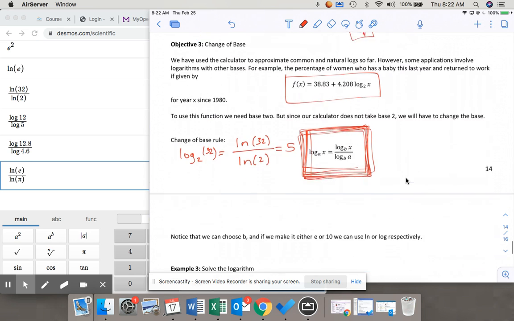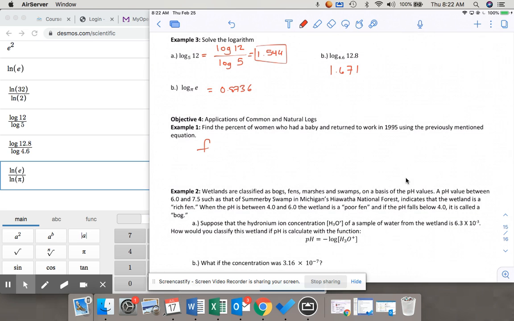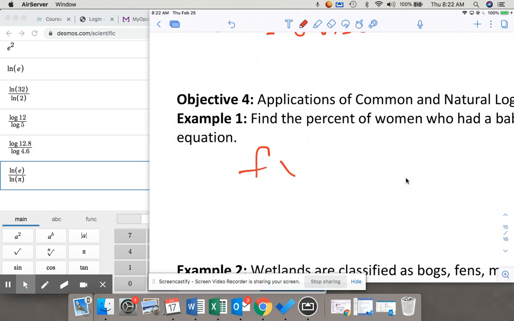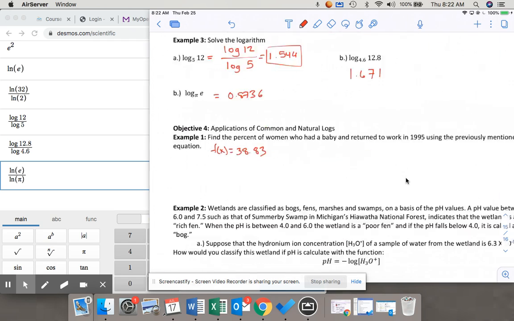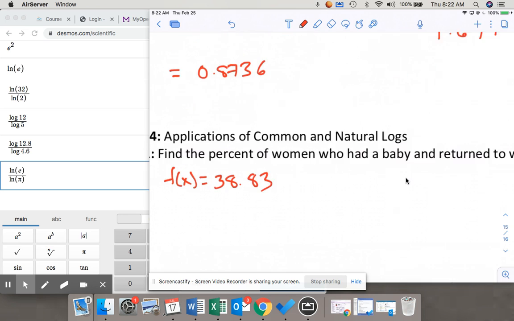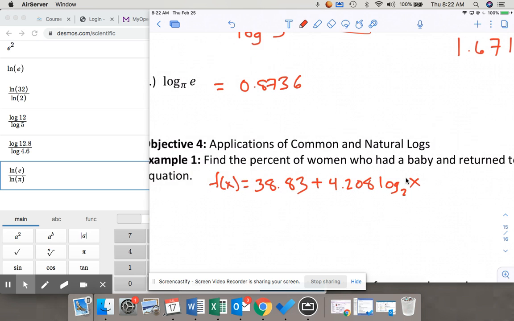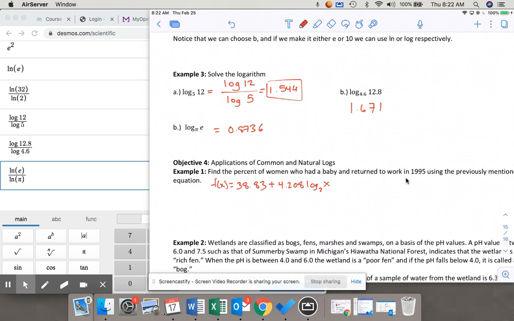So let's copy paste that back real fast. f of x is equal to 38.83 plus 4.208 log base 2 of x. Okay, again, classic textbook move, making you do the work. So now we need to find the percentage of women who had a baby and returned to work in 1995.